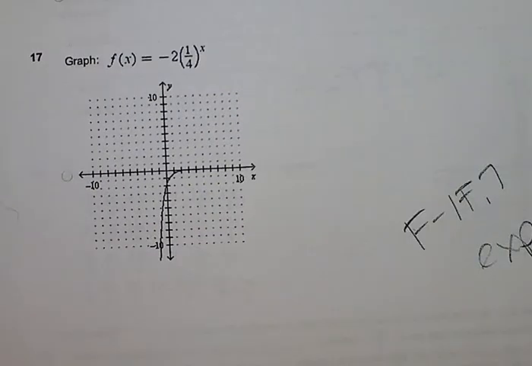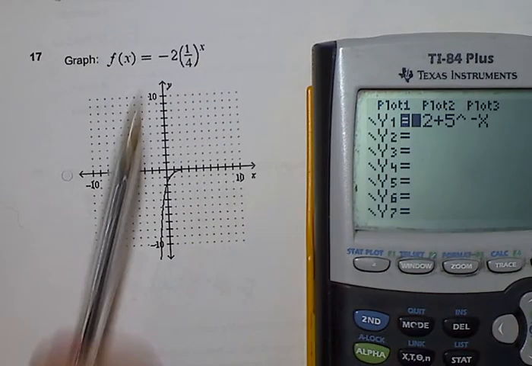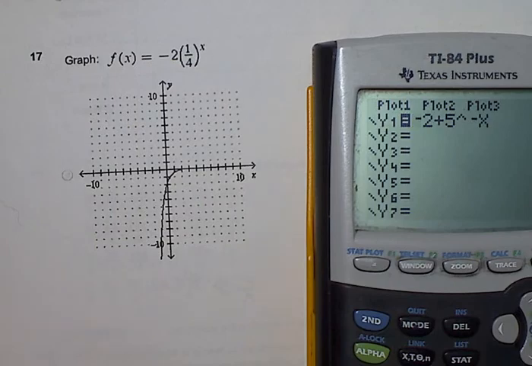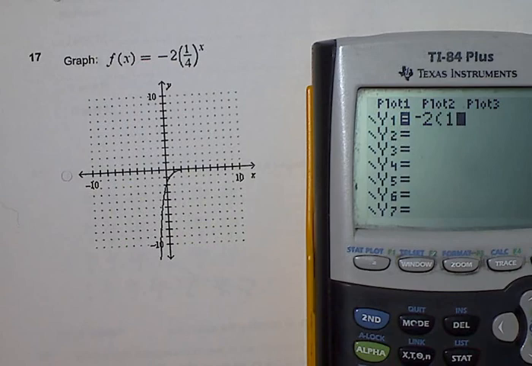We can do process of elimination. Please type in this formula, and we're just going to see, does this graph match this? If not, we'll look at the next 3 options. So let's type negative 2, and then in parentheses, 1/4 raised to the x.